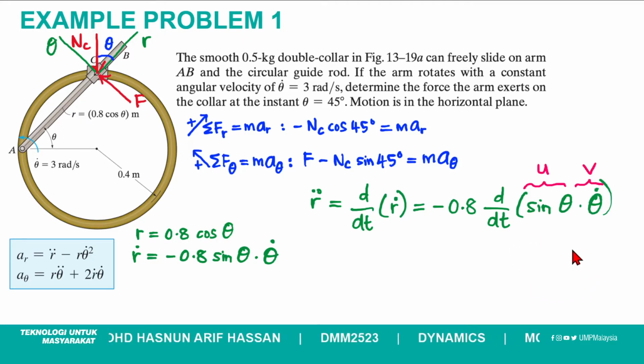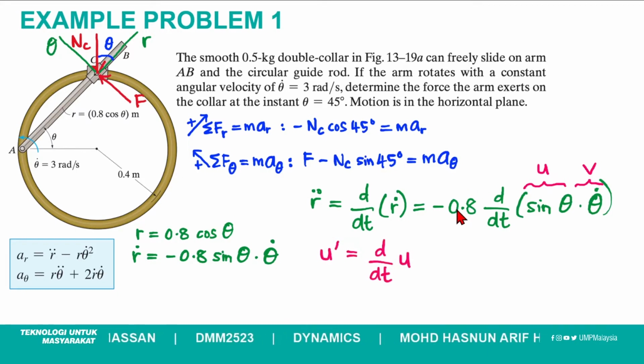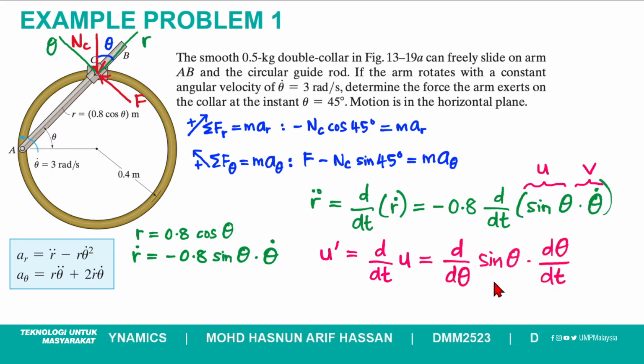Now what we have to find is u prime. U prime, or u dot, dot or prime both are fine, is equal to d over dt of u. What is u now? U is sin theta. So what we want is d over dt of sin theta. We have to use the chain rule again, because d over dt of sin theta cannot be solved directly: here it is theta, and our differentiation is over time. So we have to do the manipulation again: d over d theta of sin theta multiplied with d theta over dt. Then this can be solved.